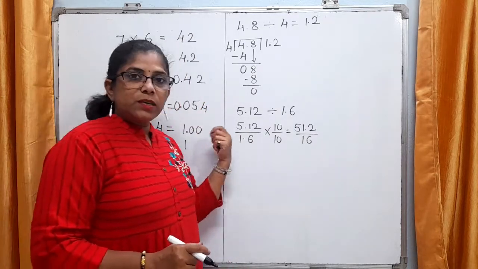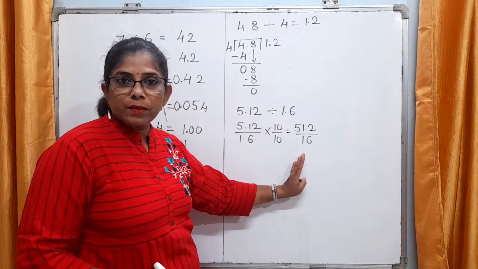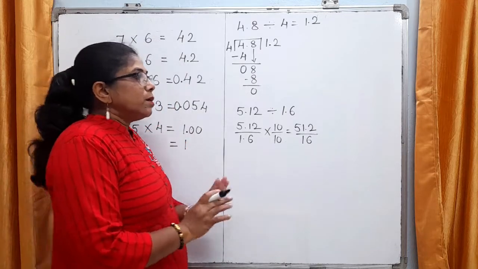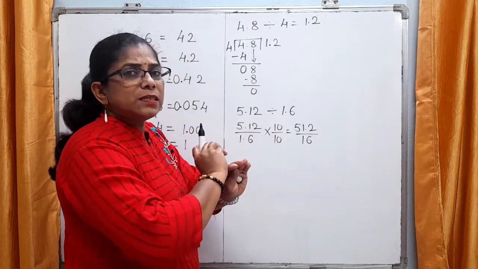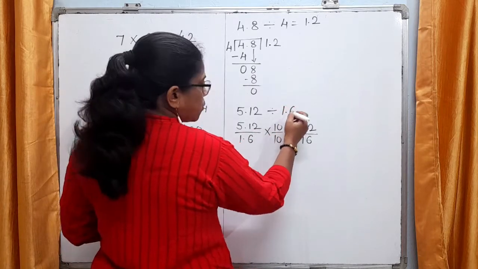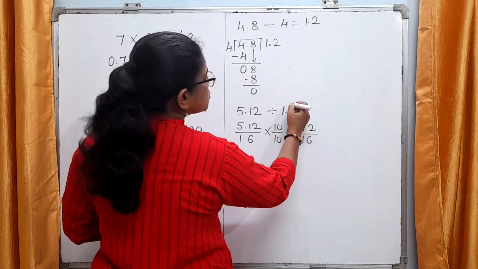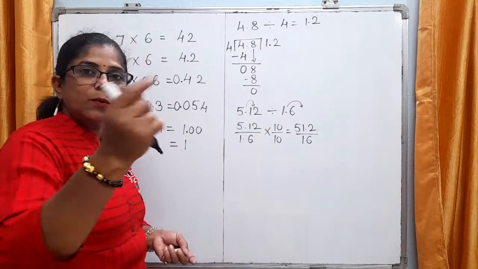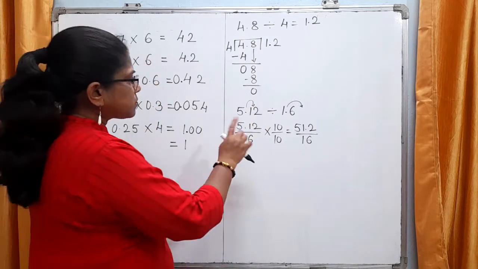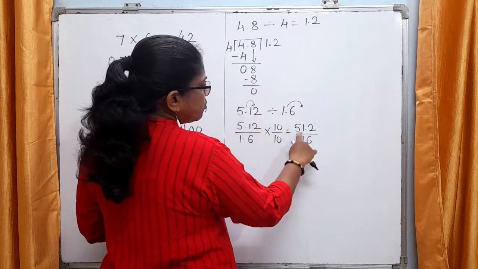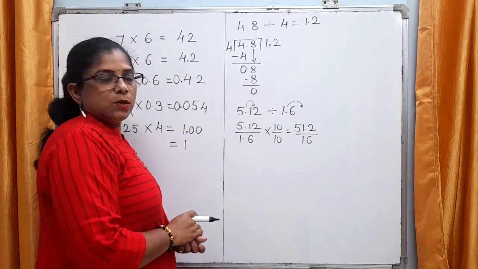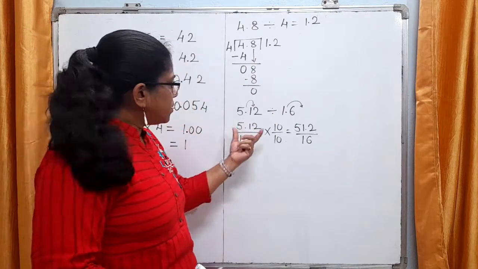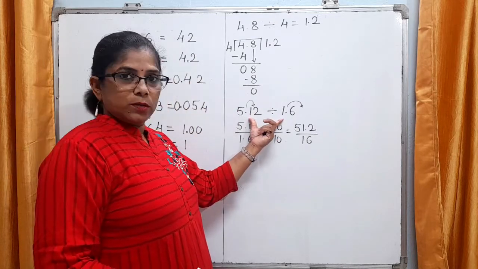If there are 2 digits after the decimal point, we have to multiply by 100 upon 100. If we have 3 digits, multiply by 1000 upon 1000. In a simple way, we have to remove this decimal point, meaning the decimal point should go out. It is going by 1 place. So shift the decimal point by 1 place. Here the decimal point comes here, 51.2 upon 16. If you understand this concept properly, you can skip this step and go straight to this.